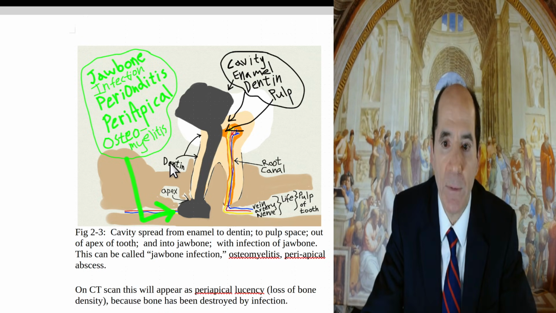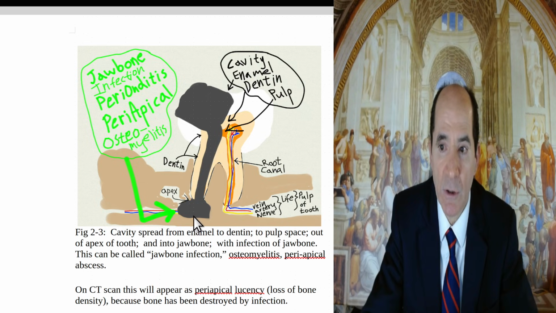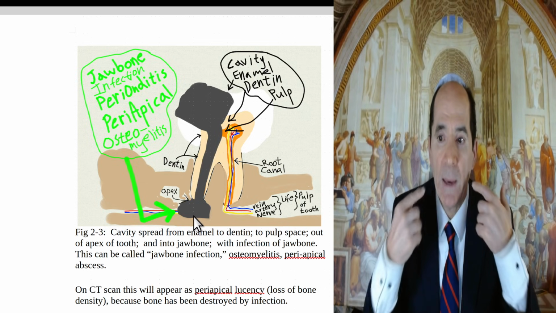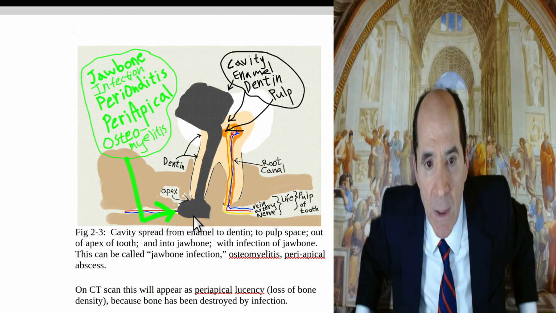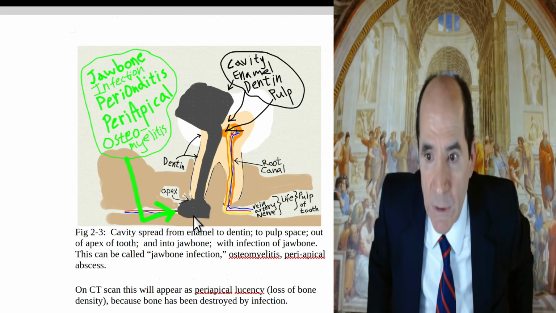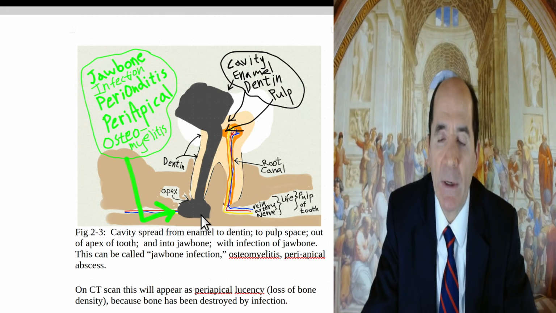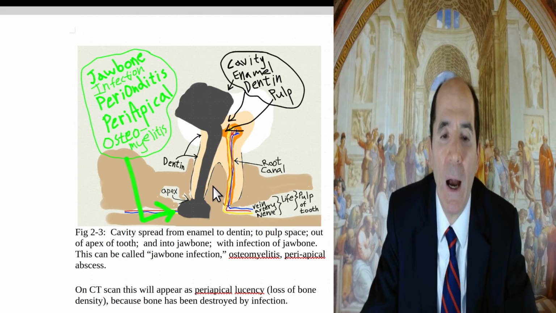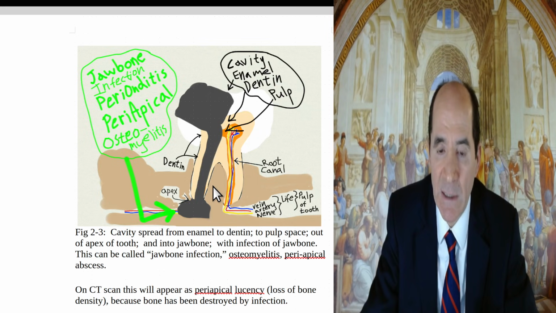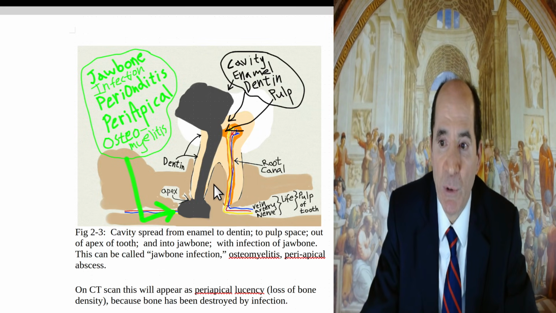Okay, then the dental cavity infection can spread down through the pulp space into the jawbone. Okay, mandible on the bottom, maxilla on top. And infection of the bone is an osteomyelitis. It's often called a periapical infection or periodontitis or osteomyelitis, periapical osteomyelitis. That's the name I would think is the most precise in describing.